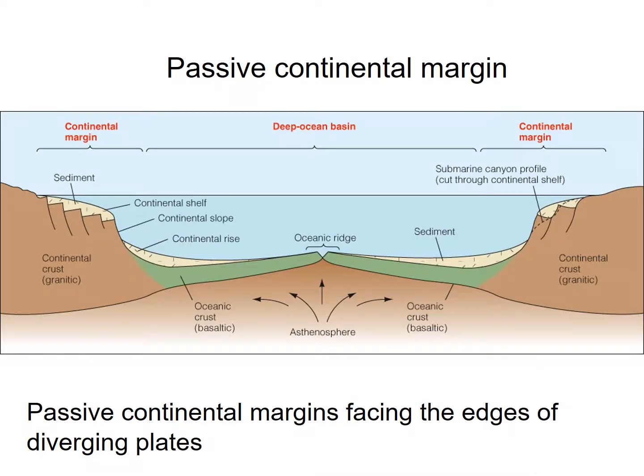Here we're looking at a passive continental margin. If you imagine yourself standing at the continental edge on the continents looking out into the ocean, if you see a spreading ridge, you have a passive continental margin. So passive continental margins are facing the edges of diverging plates.